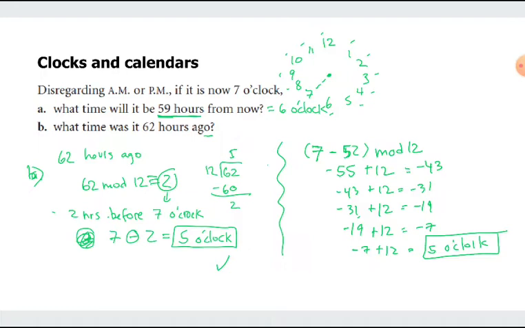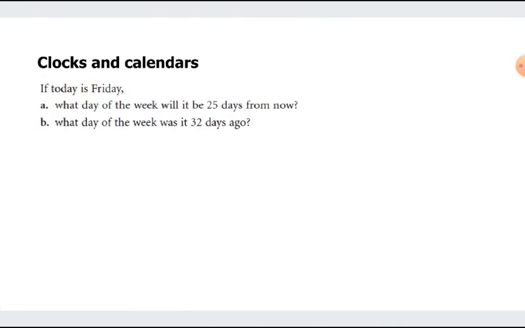Kasi you will not do several continuous additions. Now, how about in terms of calendars? Now, remember, in terms of calendars, we have 7 days, ano po, that repeats again and again. So, we are solving in modulo 7 arithmetic. So, we can assign 1 as Monday and 7 to Sunday, and so on. So, if today is Friday, what day of the week will it be 25 days from now?